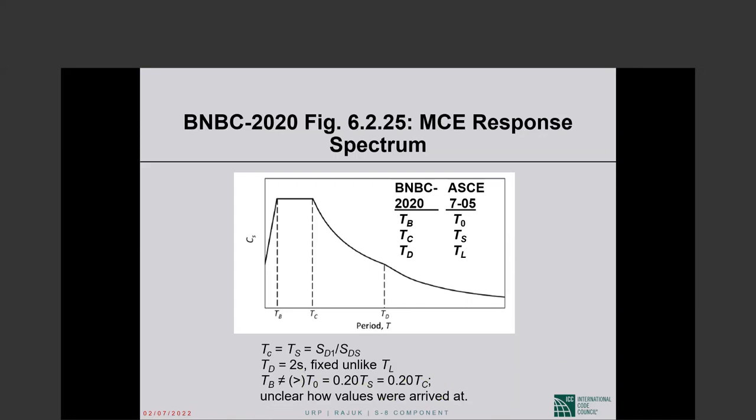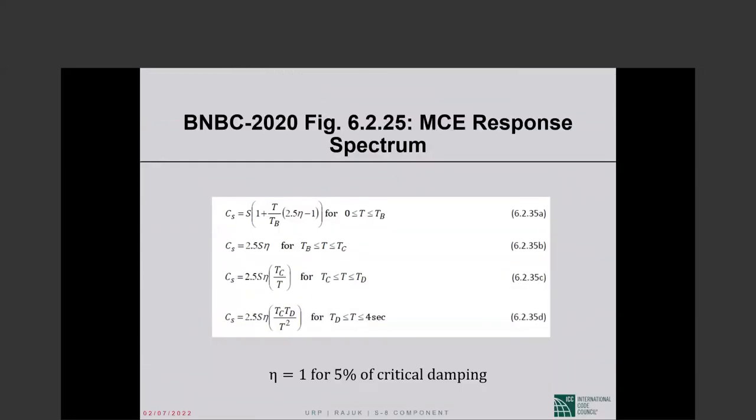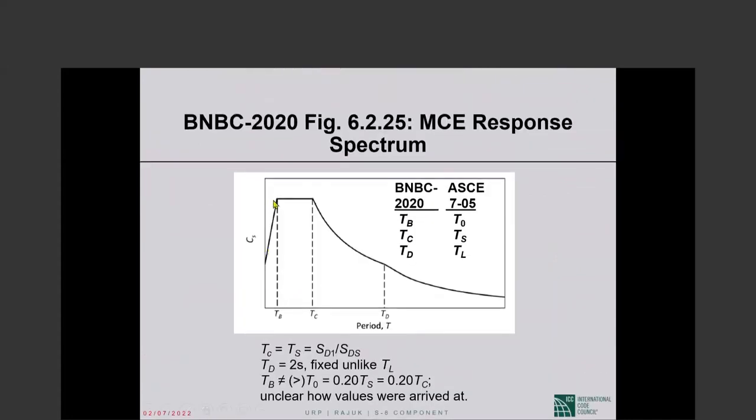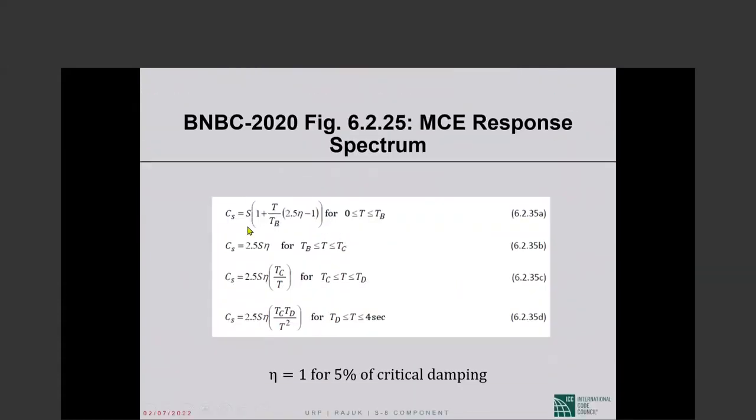Okay, the comparison between the two. BNBC gives you essentially equations for these branches. Okay, this ramp, the first branch, the second branch, and the third branch. So for all of those, BNBC provides equations, four equations.